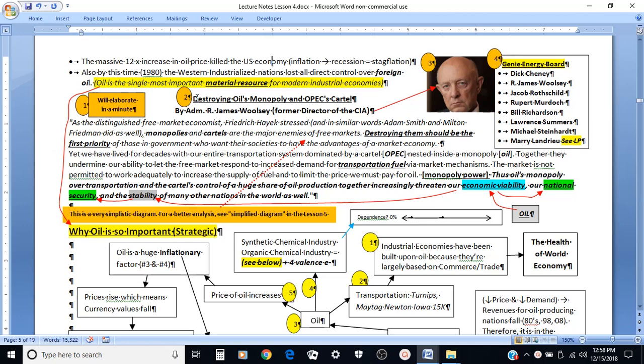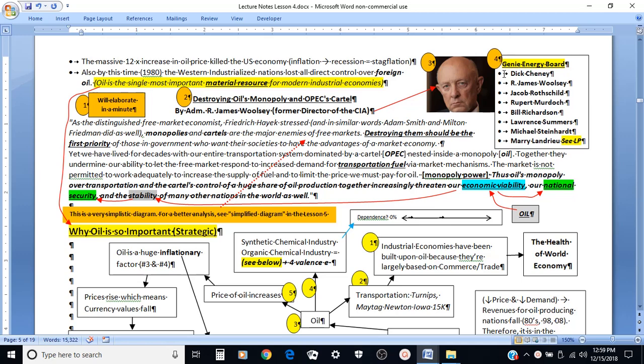Before we do that, I want to show you a paper written by a guy named Admiral James Woolsey, who was a former director of the CIA. The paper's called "Destroying Oil's Monopoly and OPEC's Cartel." Here he is, retired admiral, director of the CIA, and currently he's a member of the board of Genie Energy.